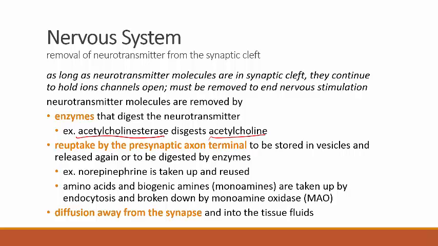So for instance, reuptake occurs with norepinephrine when we release it as a neurotransmitter into the synaptic cleft, and it will be immediately reused, while biogenic amines and amino acids that also act as neurotransmitters are taken back up by endocytosis and then broken down by monoamine oxidase, an enzyme that will break up these amino acids and biogenic amines, those neurotransmitters.